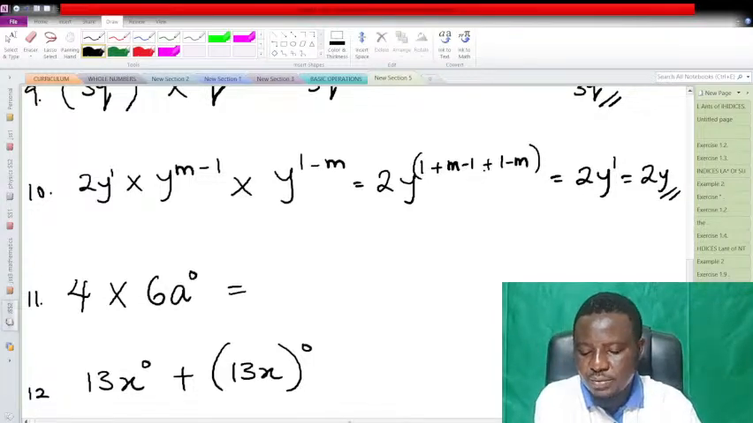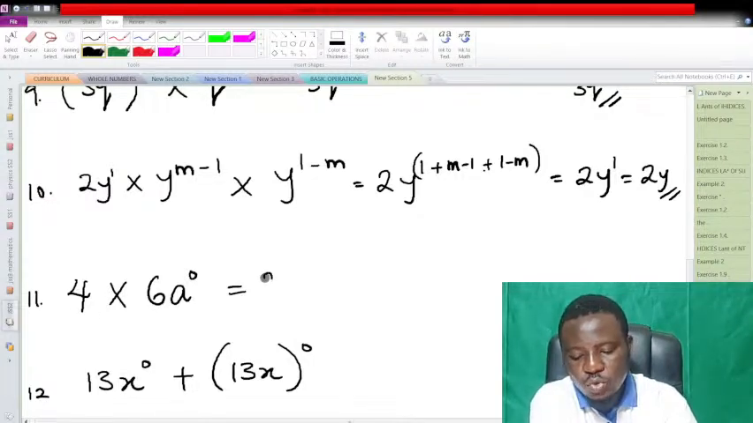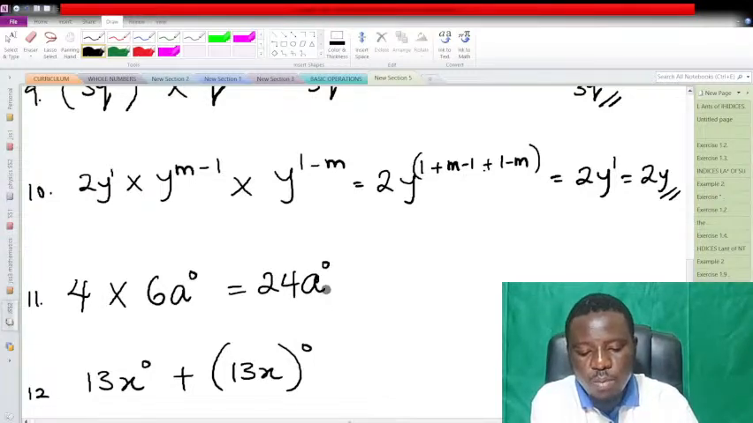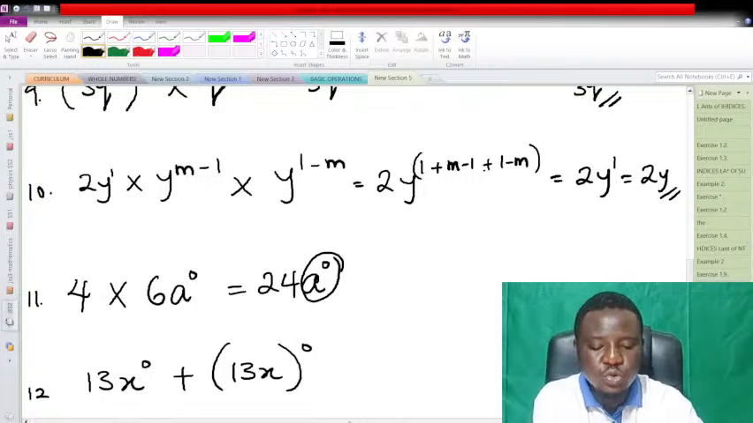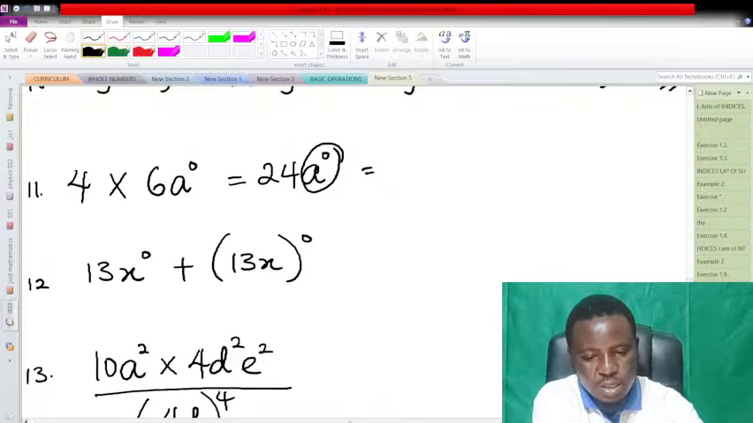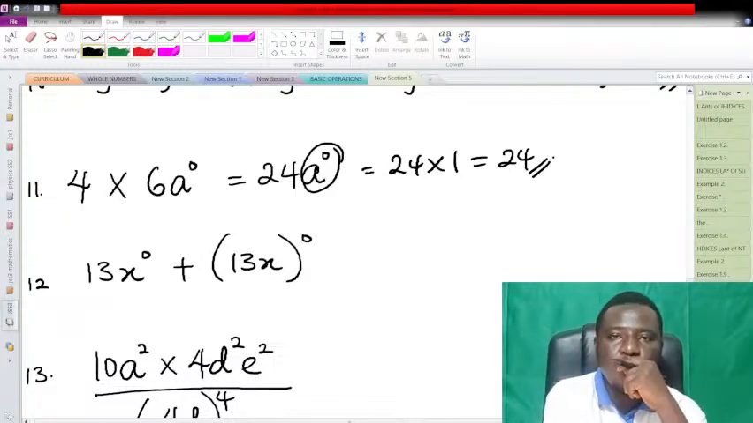What about this? Multiply out the coefficients. 4 times 6 is 24. A raised to the power of 0. But we know that a raised to the power of 0 is 1. So this is best written as 24 times 1. And 24 times 1 is said to be 24.